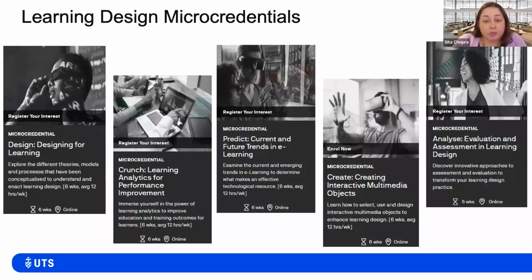And as I said, you'd be able to get credit recognition for that micro-credential once you receive the certificate of attainment. And then if you do want to come into the graduate certificate, we give you credit recognition for that micro-credential.